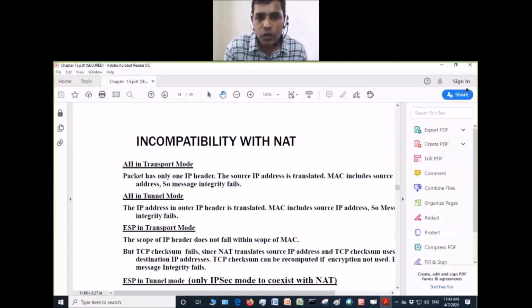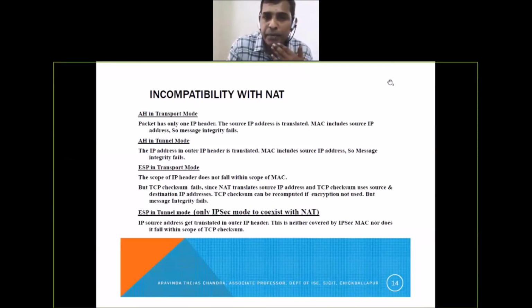So now, let's go to this slide. Incompatibility: if you are using IPsec, it is not compatible with NAT. Why, you will see. AH in transport mode: the packet has only one IP header. Only in tunnel mode do we have two headers, an inner IP header and an outer IP header. In transport mode, only one IP header.